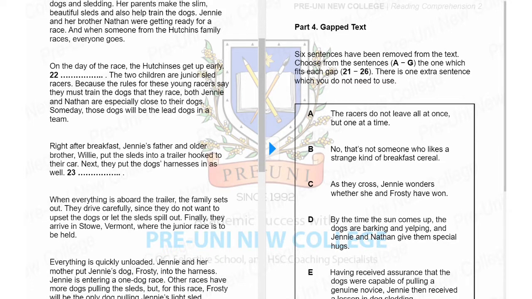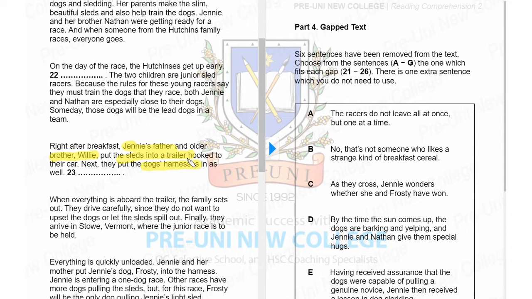So this paragraph was all about the preparation for just before the race. So we look at the packing and loading sequences of the family, where the father and brother put the sleds into the trailer. Then the sentence just before the blank talks about what the dogs do, which involves them being put into their harnesses.